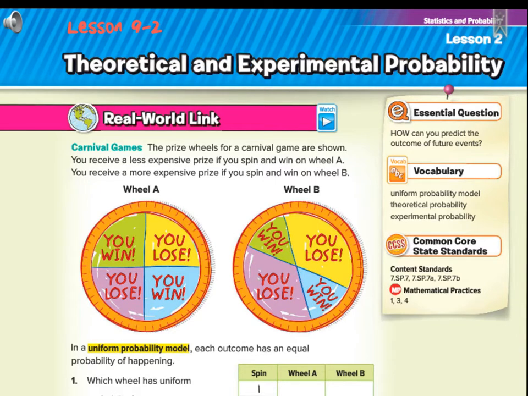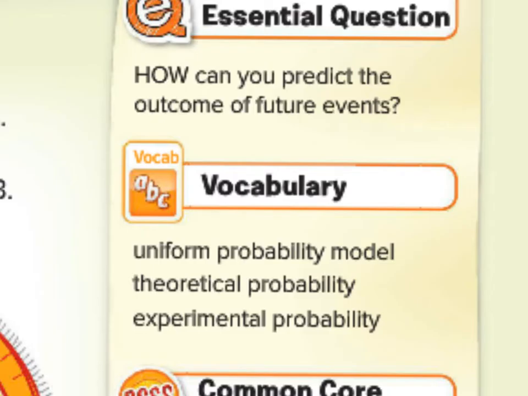Hello everyone, welcome to Lesson 9-2, Theoretical and Experimental Probability. This lesson we will continue to answer how can you predict the outcome of future events, and we will work with the vocabulary uniform probability model, theoretical probability, and experimental probability.